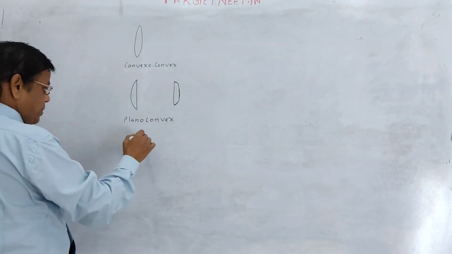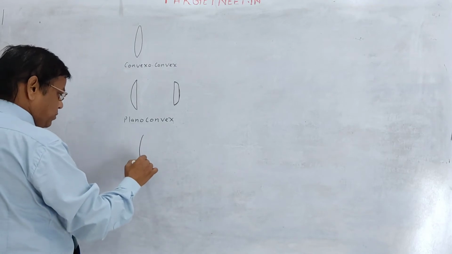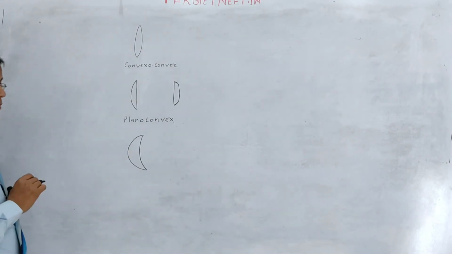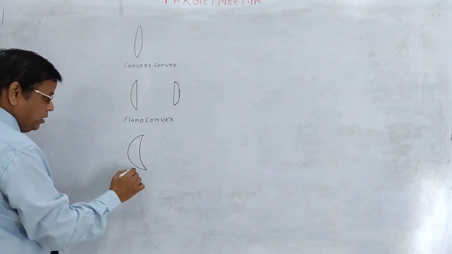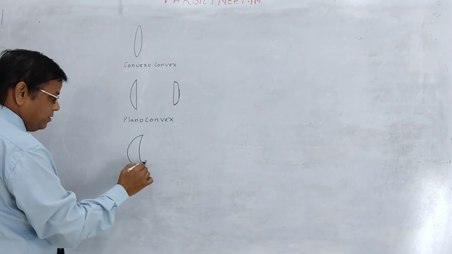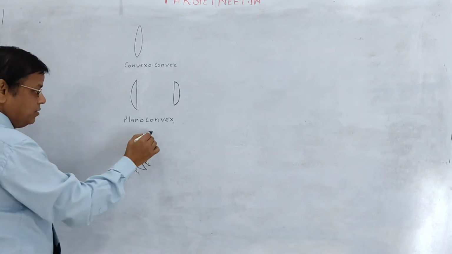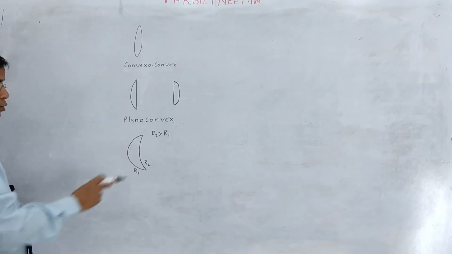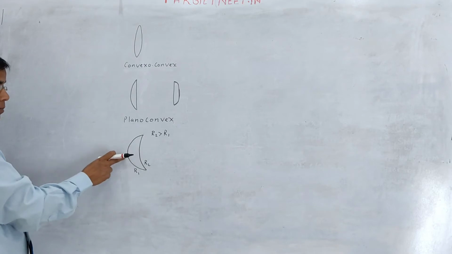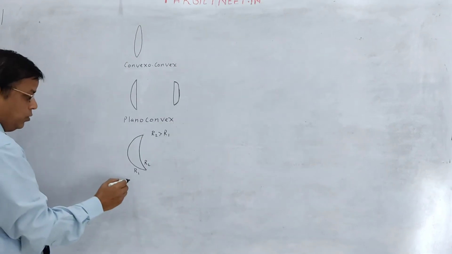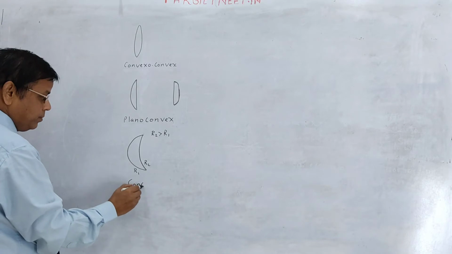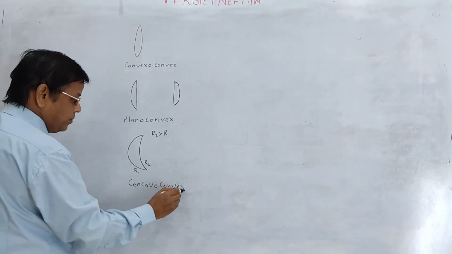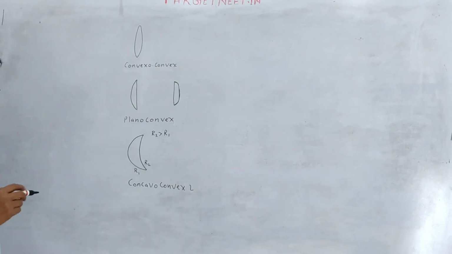Now if I take a lens where this surface is concave and this surface is convex, you know the radius of this surface is less than the radius of this surface. So by seeing, you can say that R2 is greater than R1. So we write the name of this surface first, then the name of this surface, and this is the concave surface, so this is concavo-convex lens.